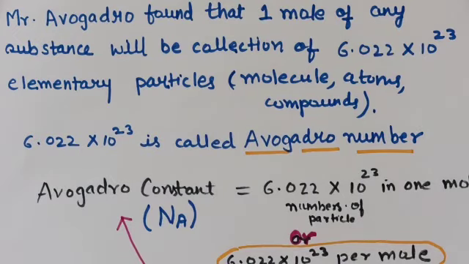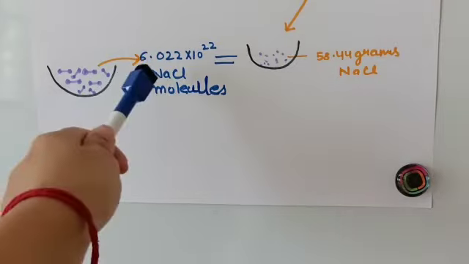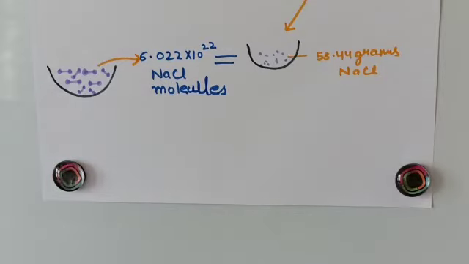Now, we know that this number is a special number, and this special number is called Avogadro number. Now, take 1 mole of sodium chloride, and you know that 1 mole of sodium chloride is equal to 58.44 gram of sodium chloride, taken separately in a vessel. Now, you can count the number of NaCl molecules present in this sample. It comes out to be 6.022 into 10 to the power 23 molecules of NaCl. Exactly, this is the Avogadro number.